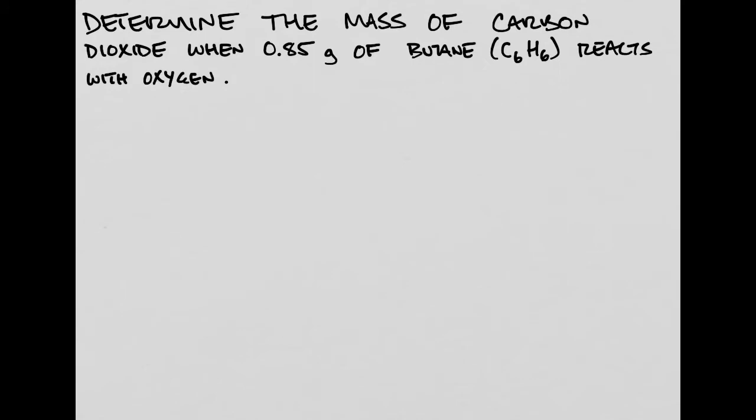Determine the mass of carbon dioxide when 0.85 grams of butane reacts with oxygen. When something's reacting with oxygen, we're talking about it undergoing a combustion reaction. And so it's vital that you first get the balanced equation for this. So we're going to go with our butane, which I gave you the formula for right there.